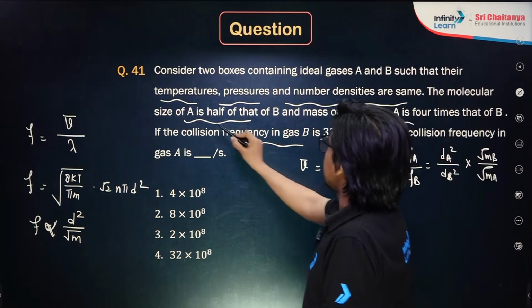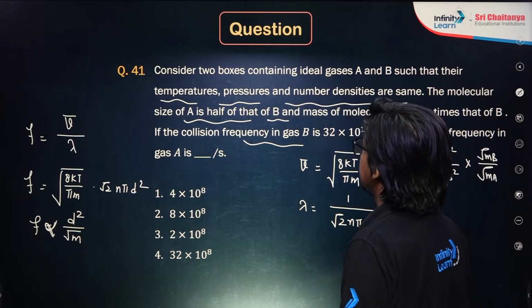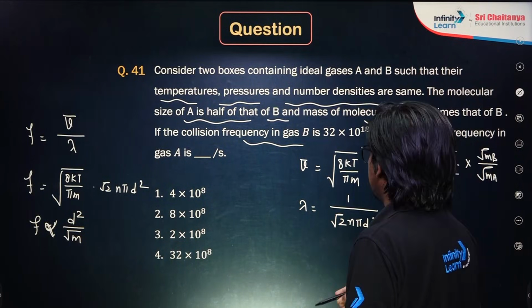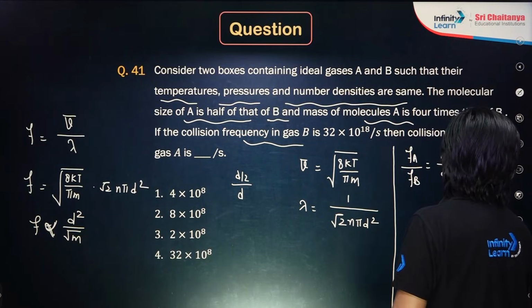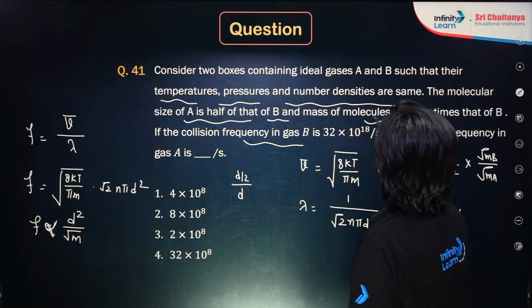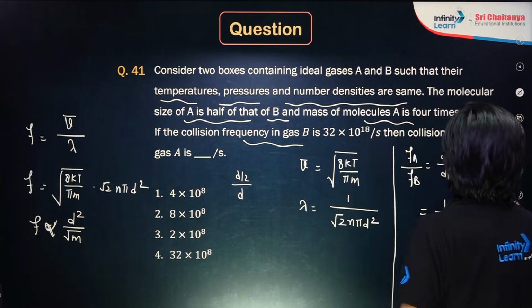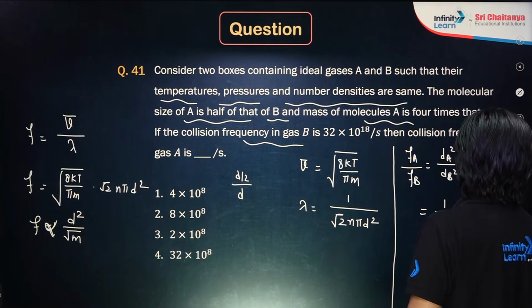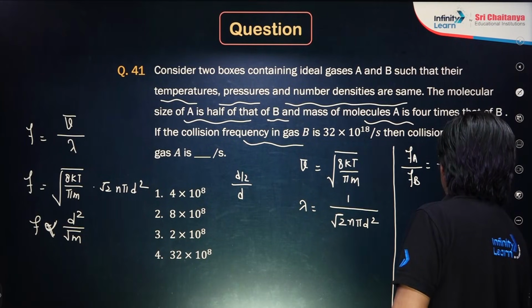Now the molecular size of A is half that of B. So dA by dB is 1 by 2. So 1 by 2 squared is 1 by 4. What else is given? Mass of molecule A is 4 times that of B. So you will get 1 by square root of 4, which is 2. So 1 by 8. Fa by Fb is 1 by 8.